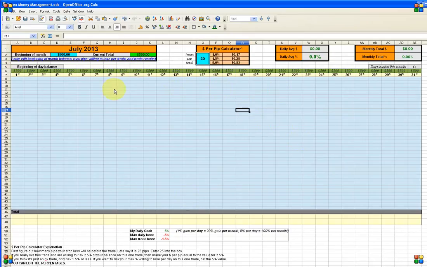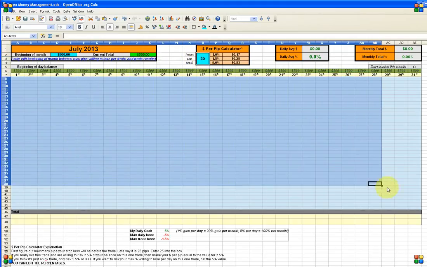Here's what it looks like. The only things you really need to edit are the things in the light blue. The beginning of the month balance, which is what you initially deposited or what your account is at the beginning of the month. The max pips you are willing to lose per trade, and the trades themselves.